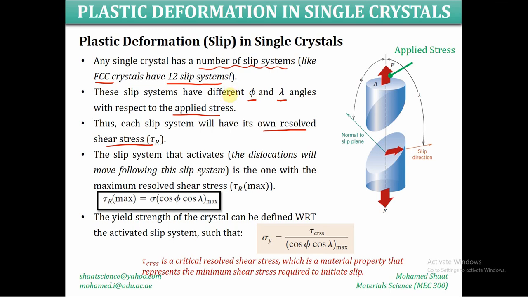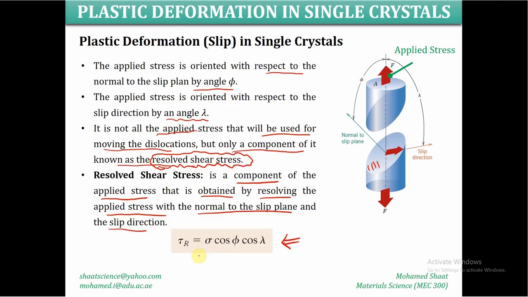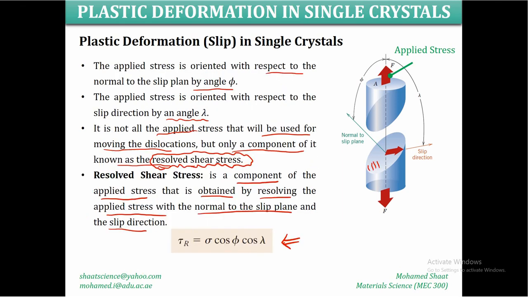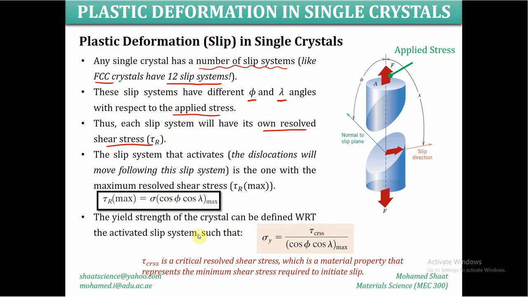Once you calculate phi and lambda, you're going to plug them into this expression to calculate the resolved shear stress. Then you're going to repeat again for the second slip system. You're going to find alpha, phi, and lambda. Then you're going to repeat the calculation for the resolved shear stress till you finish the 12. So you're going to end up with 12 different values of the resolved shear stress for the 12 slip systems.